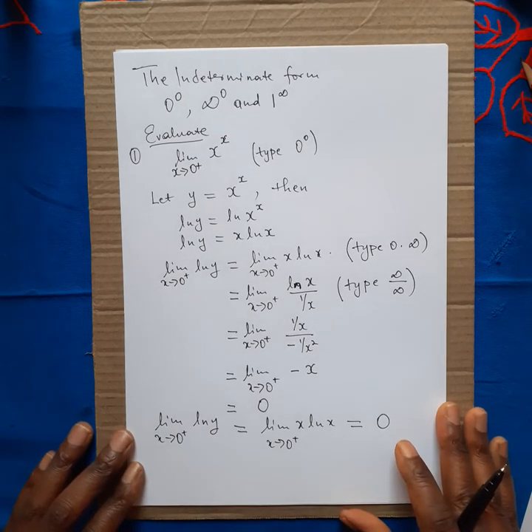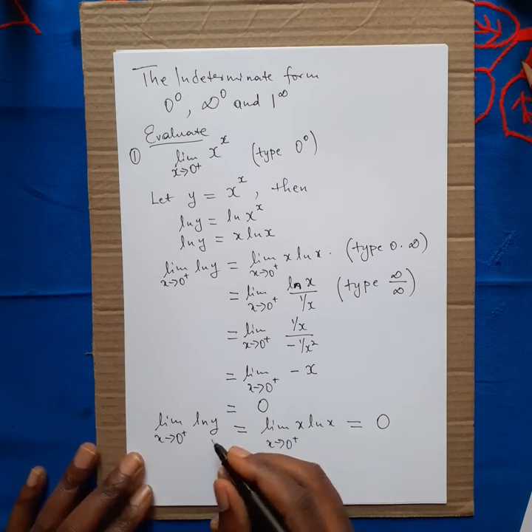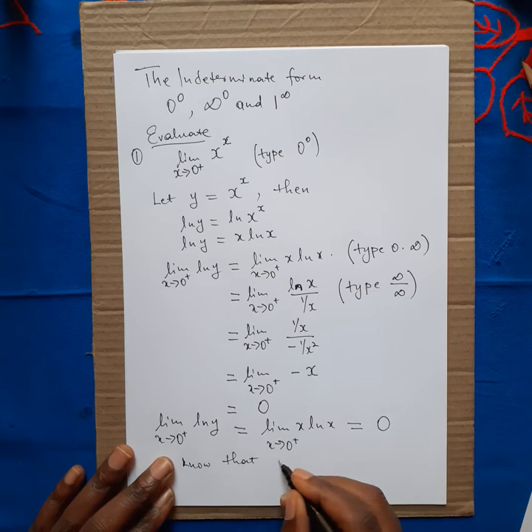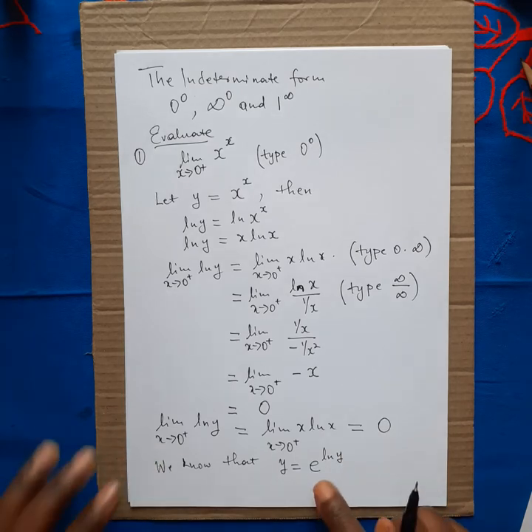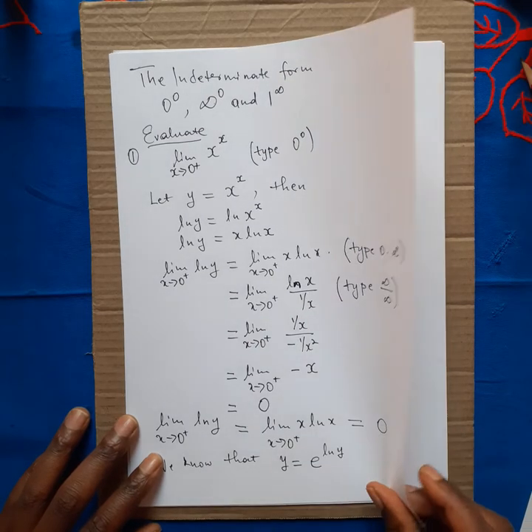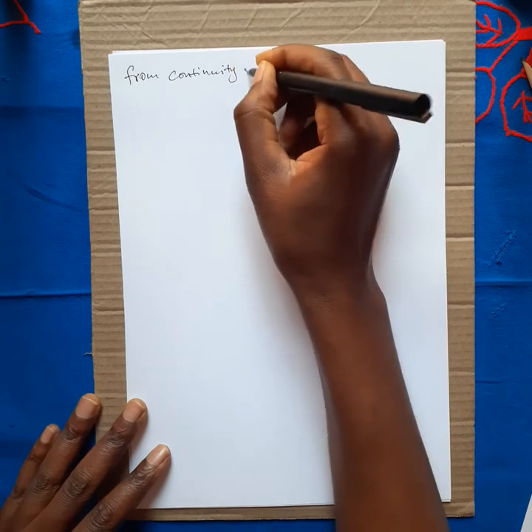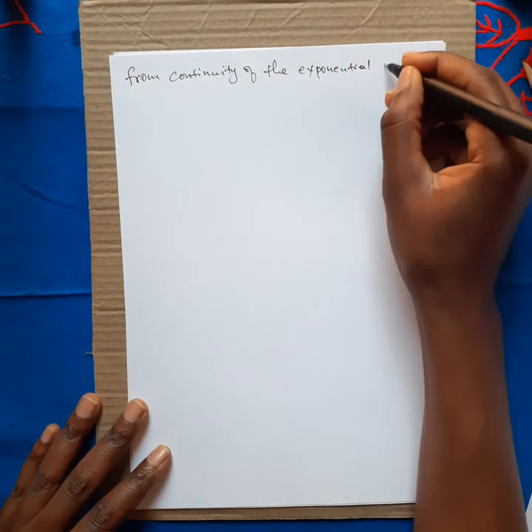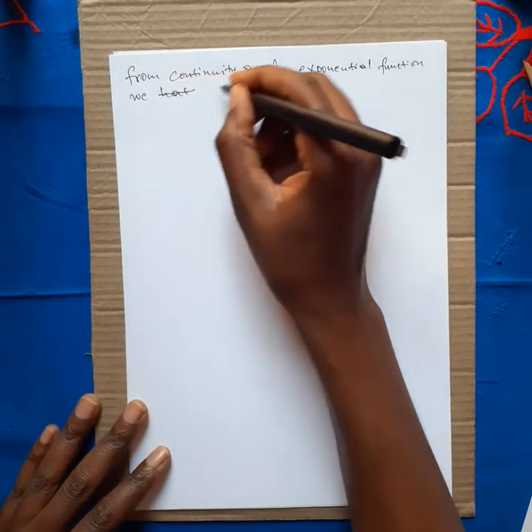Now, there is something we discussed when we were looking at natural exponential functions. We know that y equals e to the ln of y, isn't it? When this base and that base are the same, then we have that. And the exponential function is continuous. So from continuity of the exponential function, what do we observe?